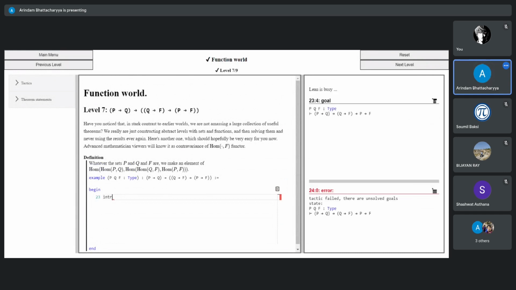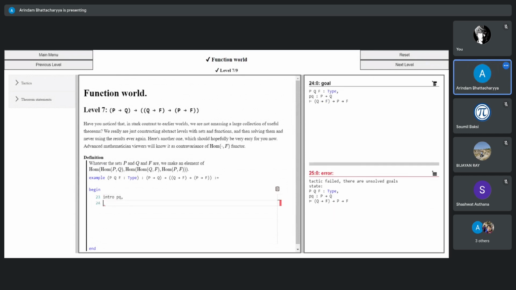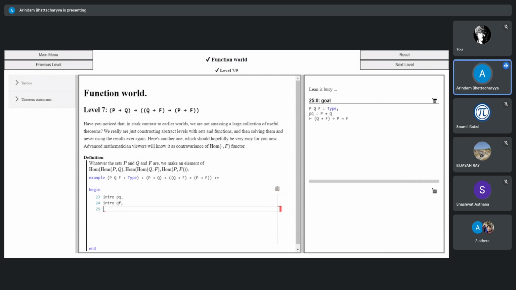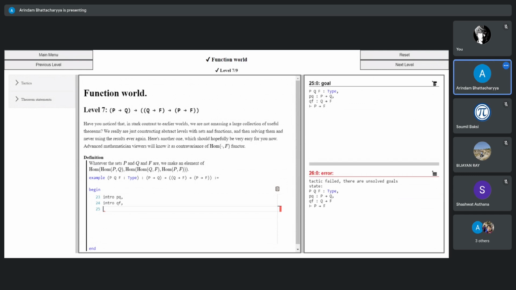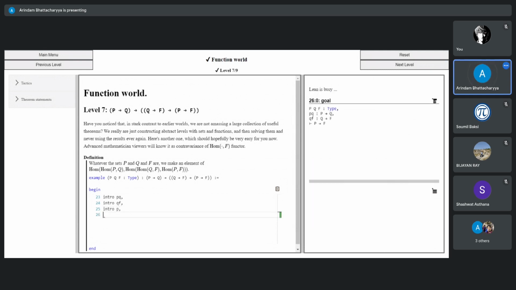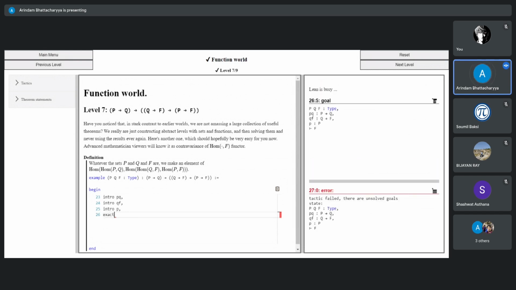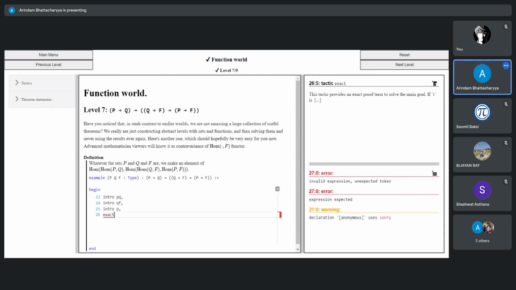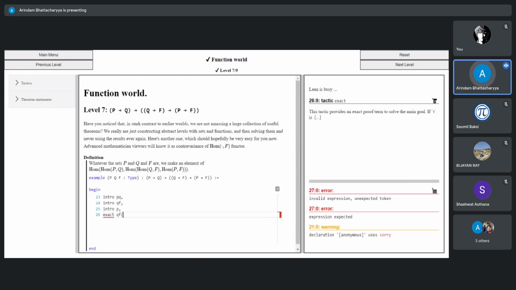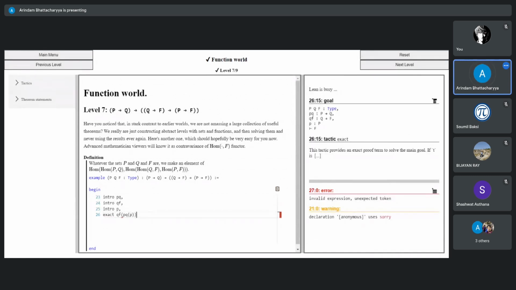So, intro PQ. Intro QF. So, here's the weird part about this one. We have a function from P to Q and a function from Q to F, but okay, actually we can introduce P as well. And then do exact, let's see, P to F, QF of PQ of P.